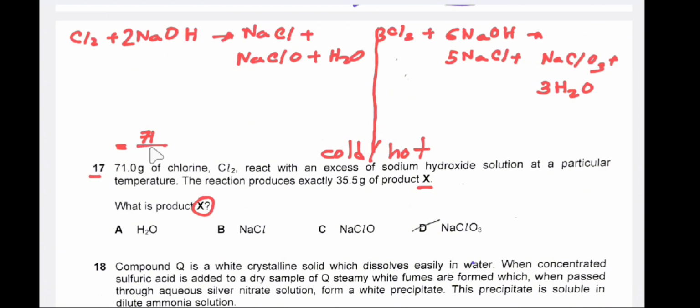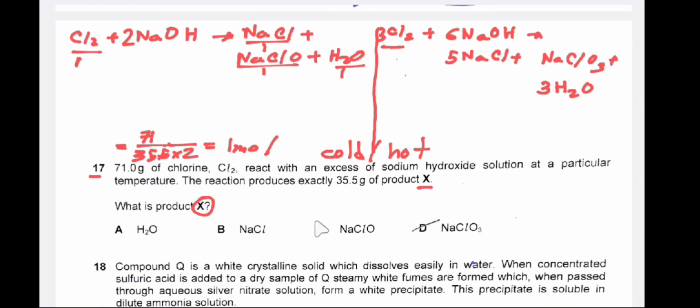so 35.5, and there are 2 moles of chlorine, so into 2. So the number of moles is 1 mole, and for this it is also 1 mole. So 1 mole of chlorine produces 1 mole of sodium chloride, 1 mole of NaClO and 1 mole of water. So we know the number of moles.